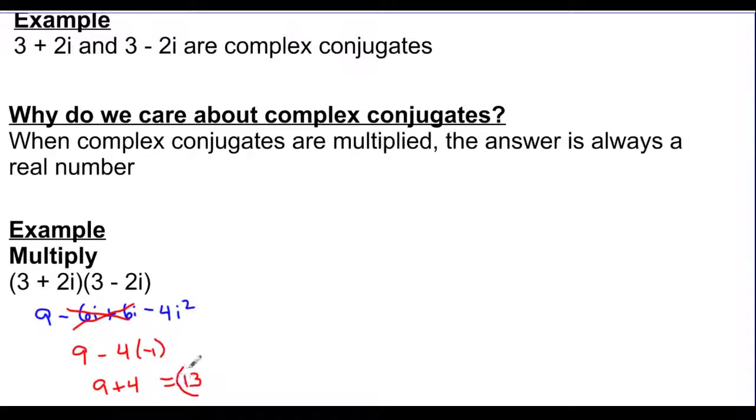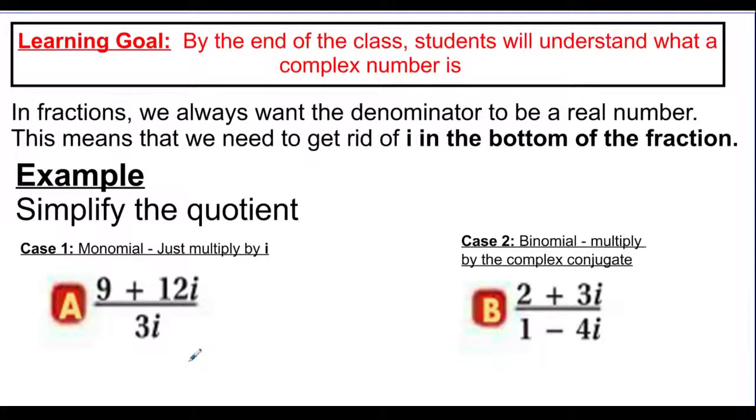So if you notice, what happened is I took a couple of expressions that were complex numbers, and I multiplied them together, and at the end, no more complex number, no more i is involved. And that's really important, because if we ever want to do a problem where i goes away, we need i to go away. If we multiply an expression like 3 plus 2i by its complex conjugate, my result will always be a real number, meaning no more i in the problem. And that's going to be really important when we divide, because if you take a look at our dividing problems, in fractions, we are always going to want the denominator to be a real number, which means i cannot be in the bottom of the fraction.